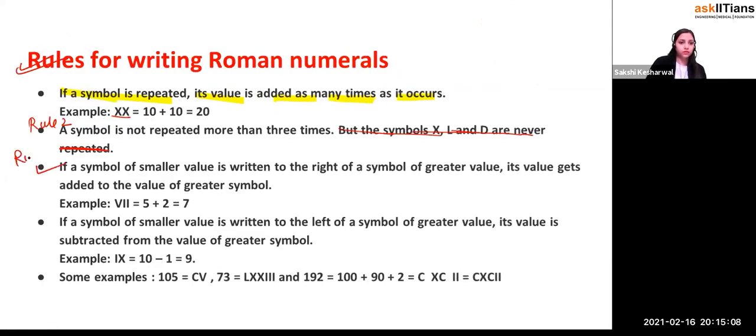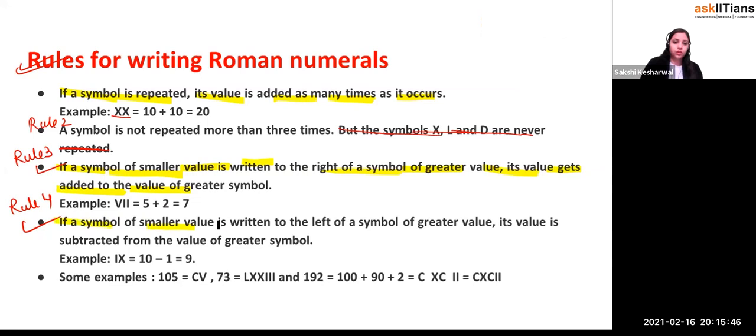Coming to rule 3. This is rule 3. And this one is rule 4, right? Okay, just see over here. If the symbol of the smaller value is written on the right of the larger value, its value gets added. Like it's written VII. V is the greater number 5 and II means 2. So it is 5 plus 2, equal to 7. If I write XV, it is 10 plus 5, right? So in XV, X is the greater number.